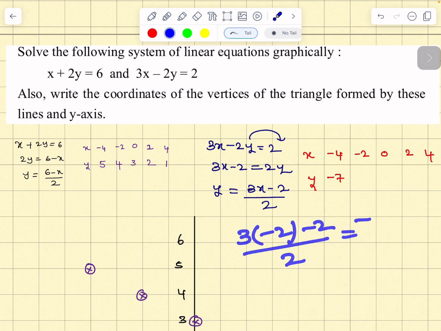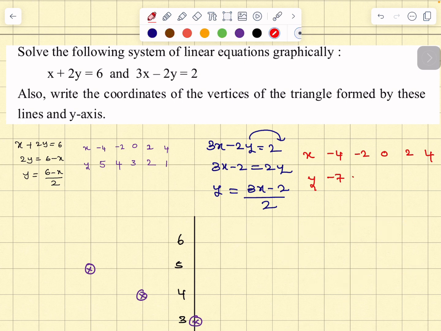3 into -2 is -6, -6 minus 2 is -8, so -8 by 2. The value of -8 by 2 is -4. Okay, so when x value is -2, what is the y value? That is -4. So y value is -4.